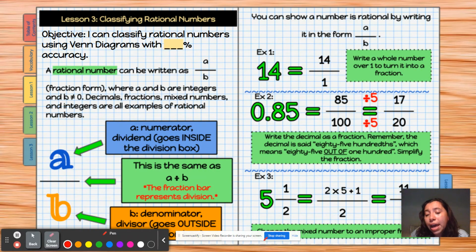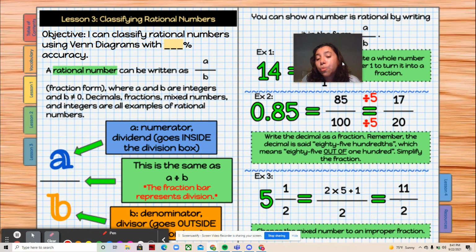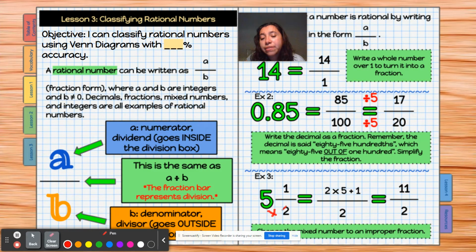So if we go ahead and go to slide number 3, example 3, we have 5 and 1/2. Okay, this is a mixed number. So what do we do with a mixed number? We just change it into an improper fraction. And this is what we do. We have 5 and 1/2. We have 2. Remember, you have to multiply that 5 times 2 plus 1 more.